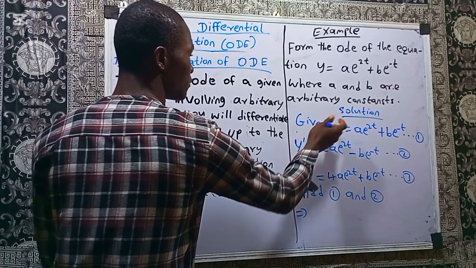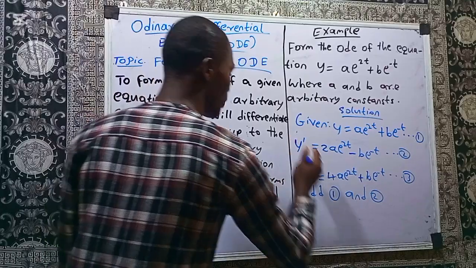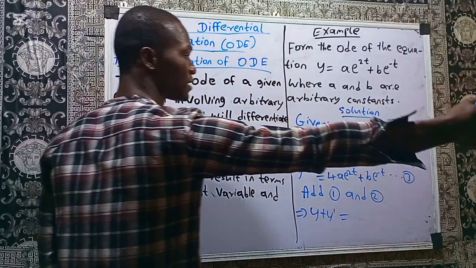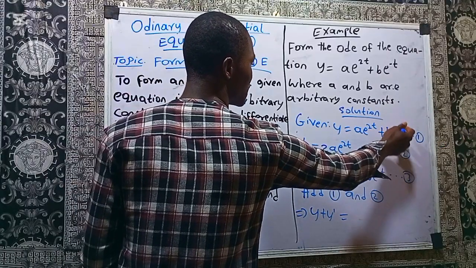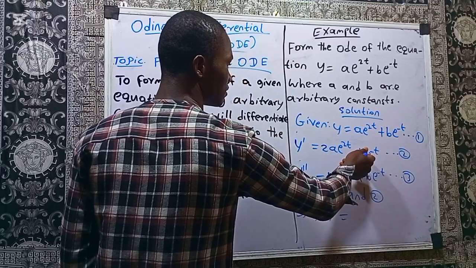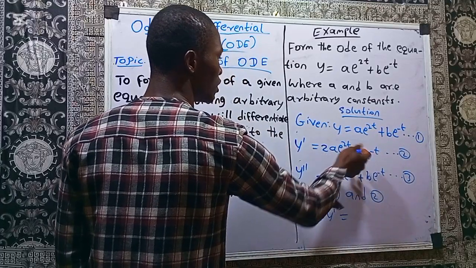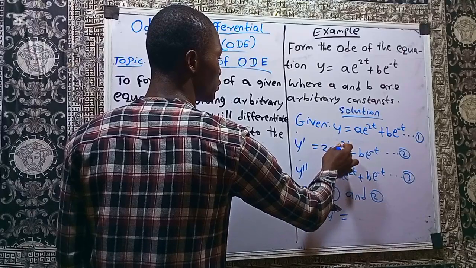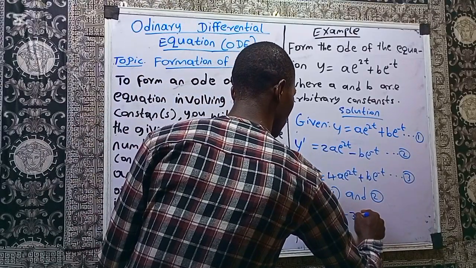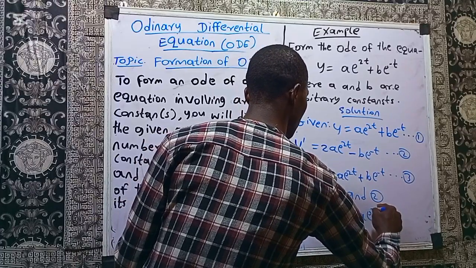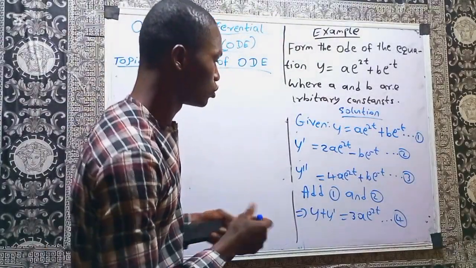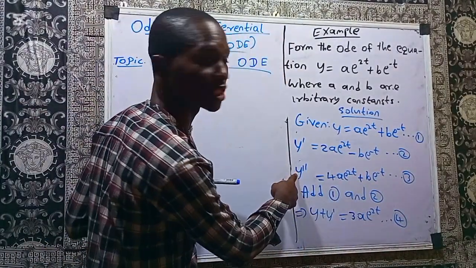You add y and y prime, you have y plus y prime equal to, you add the right hand side. If you add b exponential negative t and negative b exponential negative t, this one and this one will cancel, because here is positive, here is negative. If you add 2a exponential 2t and a exponential 2t, you get 3a exponential 2t. I'll call this equation 4.